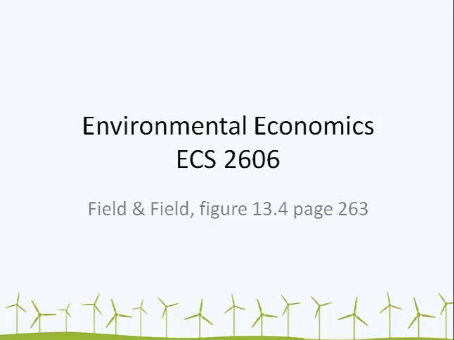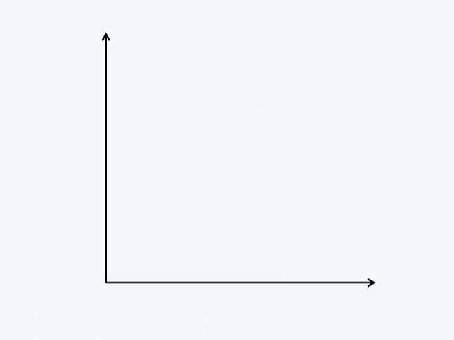We are doing figure 13.4 on page 263 of your textbook. So we keep saying that there are certain criteria by which we judge environmental policies, and one of those criteria is the ability of a policy to innovate or to encourage innovation, to encourage companies to create new technologies.